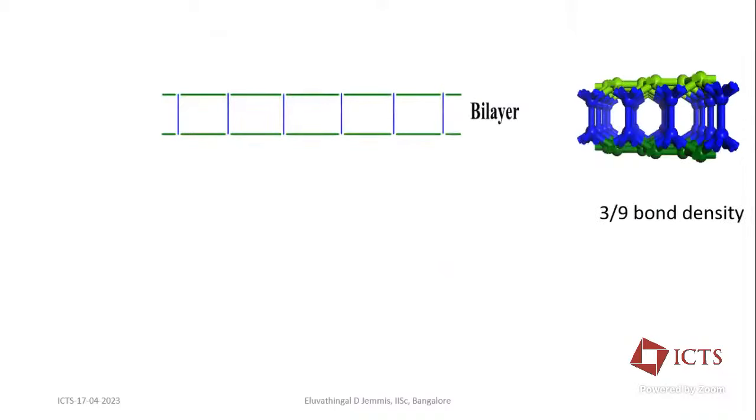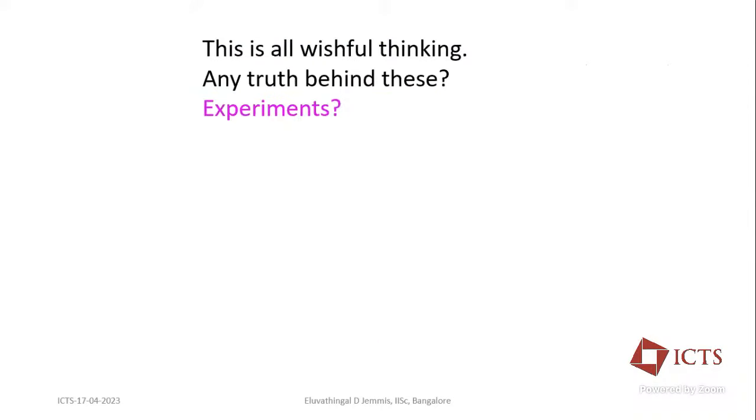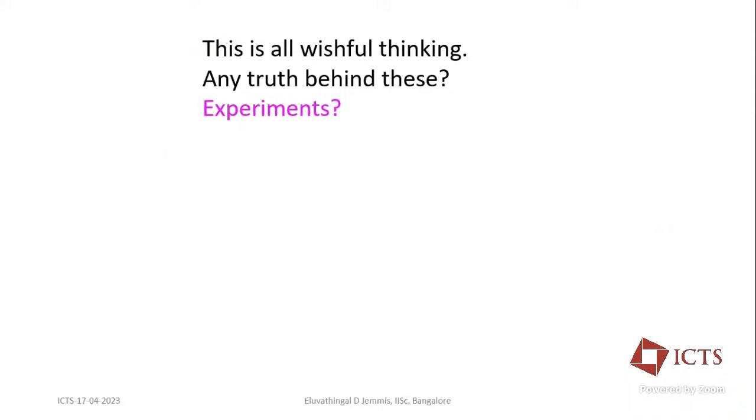If I were to schematically represent a bilayer like this, that is to say, for every 9 boron atoms, we have 3 bonds, I could think of a trilayer in the same fashion. Oh, this, we published this. There was no idea. People talked about it, but it was surprising.